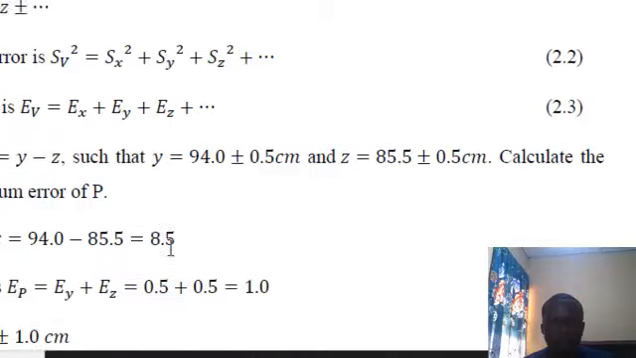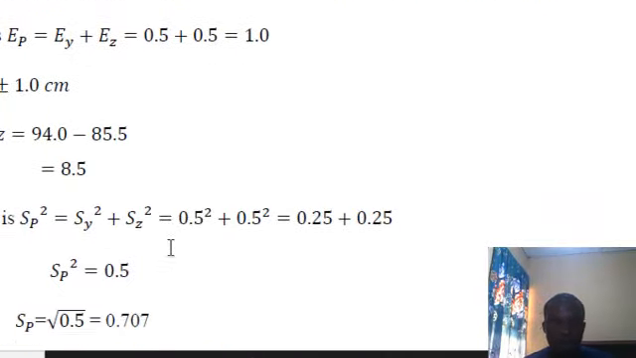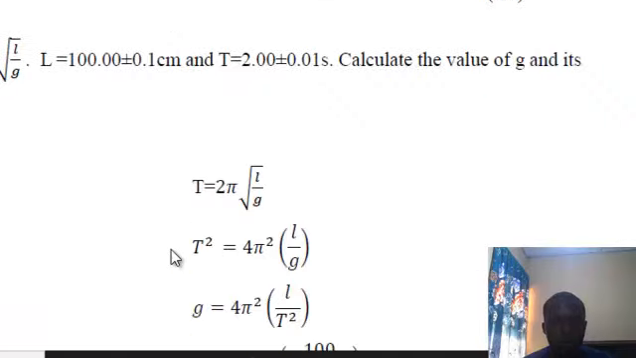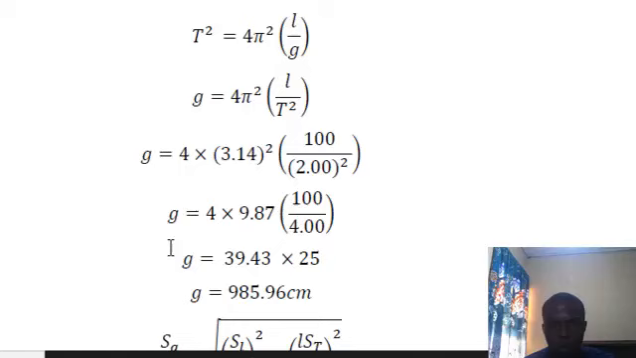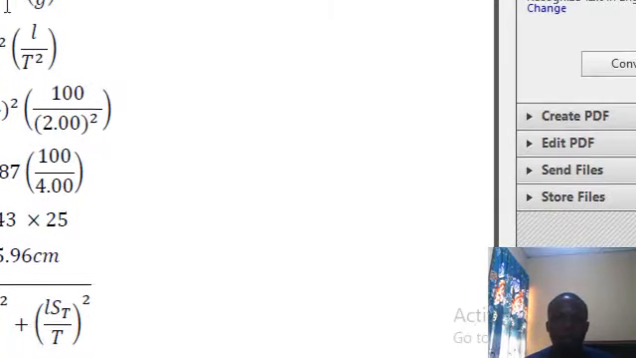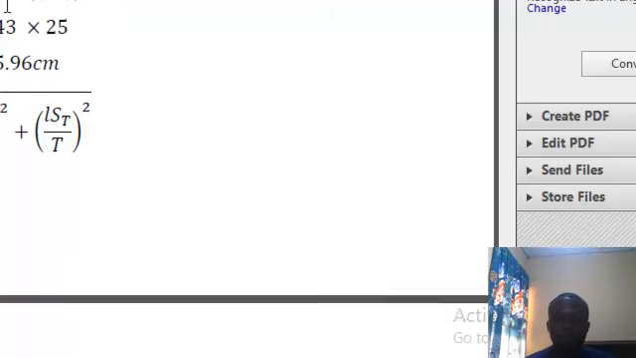And then some other things we're going to be checking is combination of errors. We have error in summation. We have this example here, error in summation. They were properly highlighted there. We have error in quotients and products. And this is another example, on the simple pendulum, the period of oscillation for this simple pendulum, whereby we have to calculate the acceleration due to gravity.